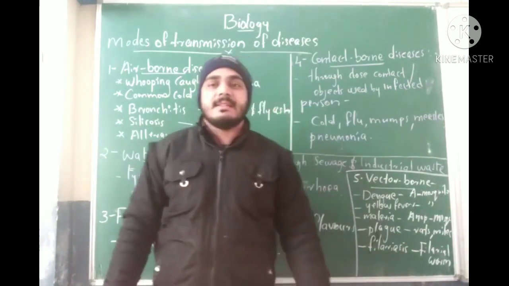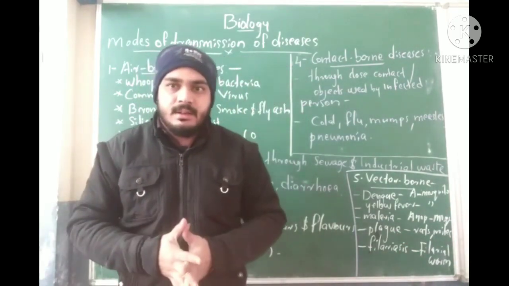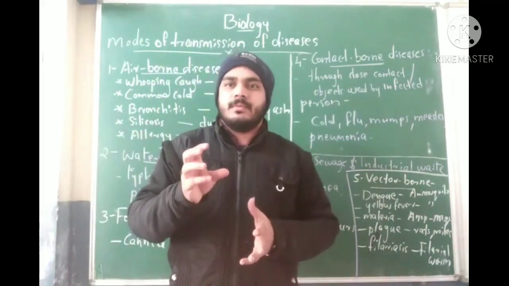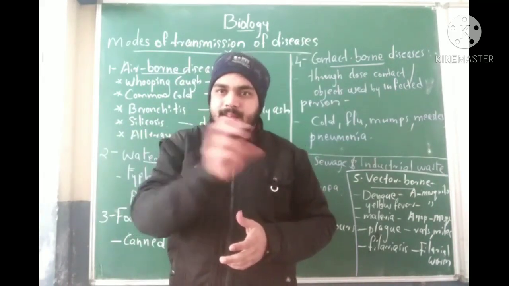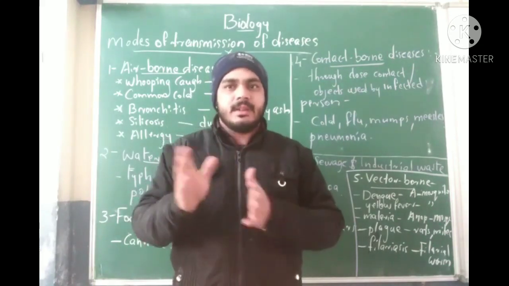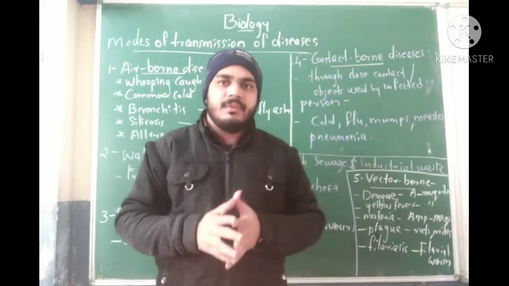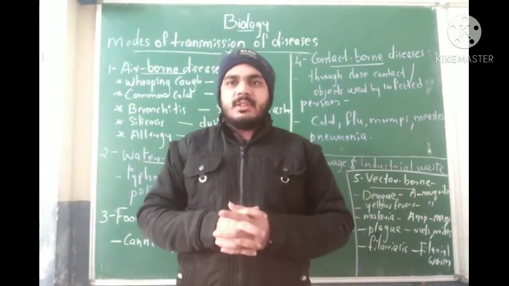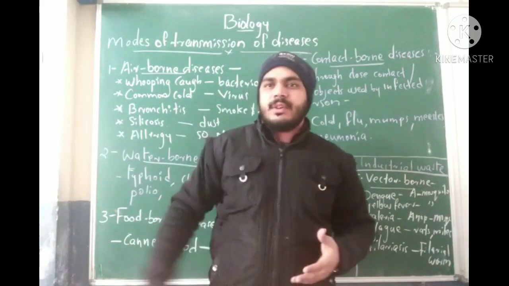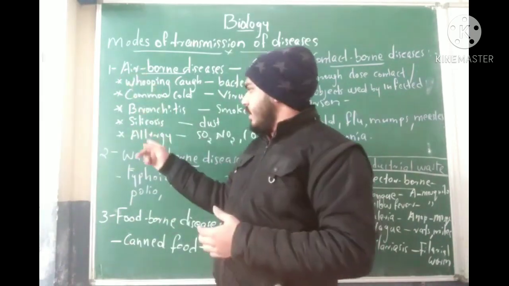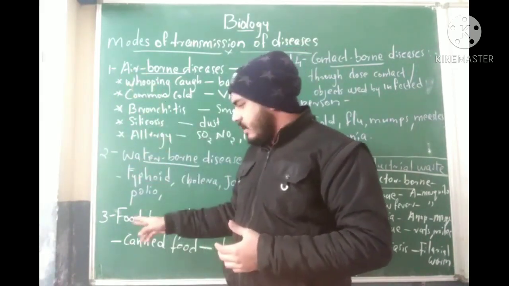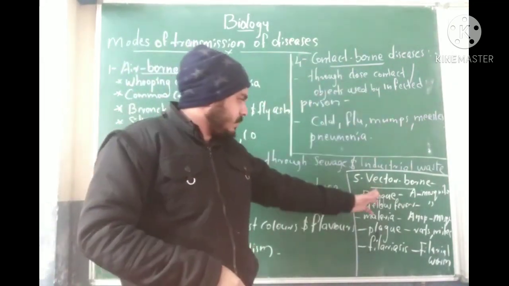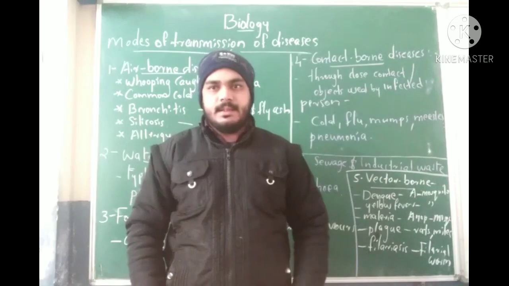Next one, filariasis. It is only caused by the filarial worms. Some worms, named filarial worms, cause the disease named filariasis. So communicable diseases spread through different ways. The first one, airborne disease. Second, waterborne disease, third, foodborne disease, fourth, contact-borne disease, and fifth, vector-borne disease.